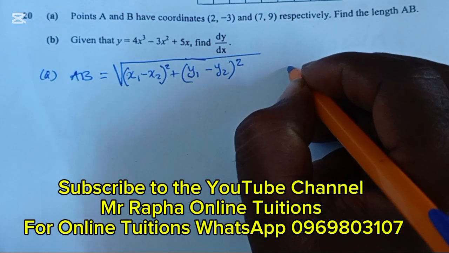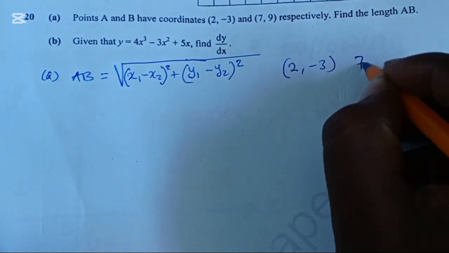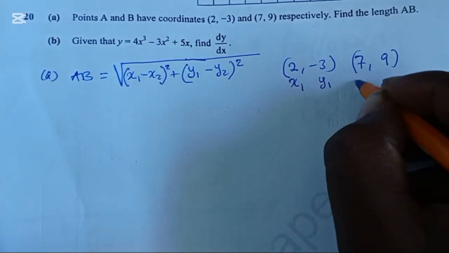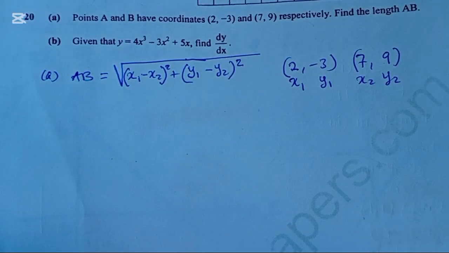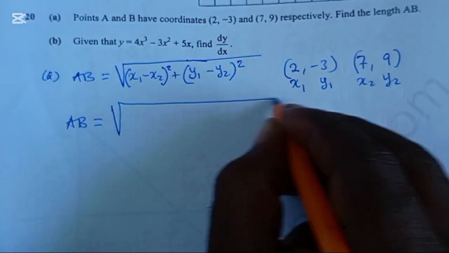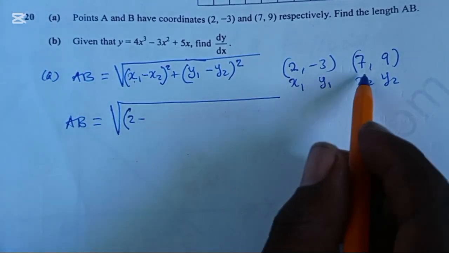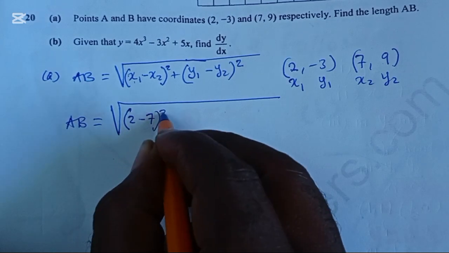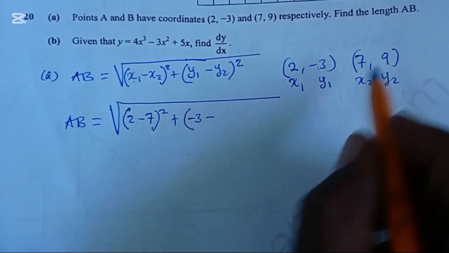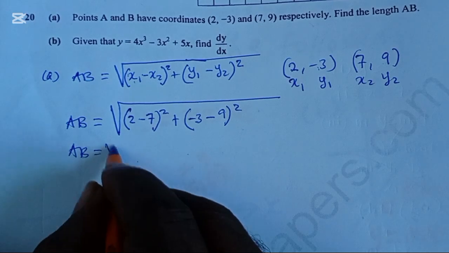So we have 2, -3 as our A, and we have 7, 9 as our B. So this is x1, y1, x2, y2. So AB is equal to, so x1 it is 2, x2 it is 7, y1 is -3, y2 is 9.